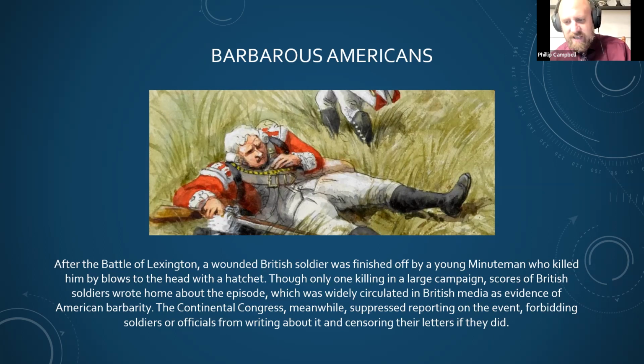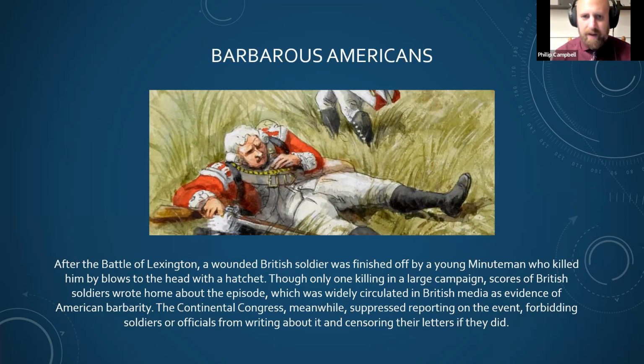And though this was only one act in a very large campaign, historians have noticed that almost 30% of the British soldiers writing letters home after Lexington and Concord mentioned this event in their letters. It was something that deeply troubled the British soldiers and the British public, that almost a third of the soldiers who wrote home mentioned this episode. And this was widely circulated in British media as evidence of American barbarity, right? That the Americans were barbarous. They'd become degenerate from living among the natives, and they no longer possessed British manners or British sensibilities. So this was taken as evidence of American barbarity.